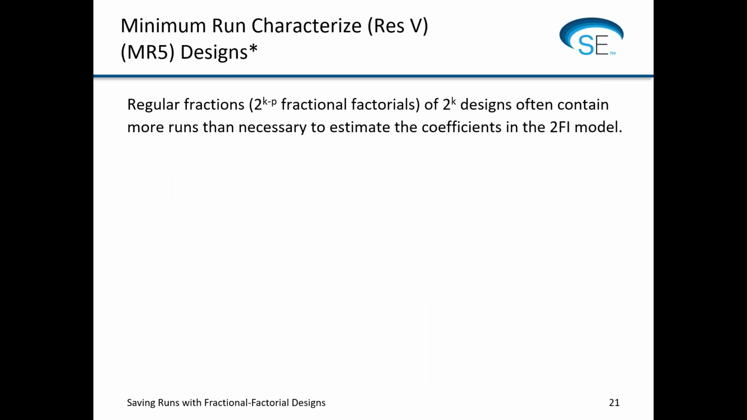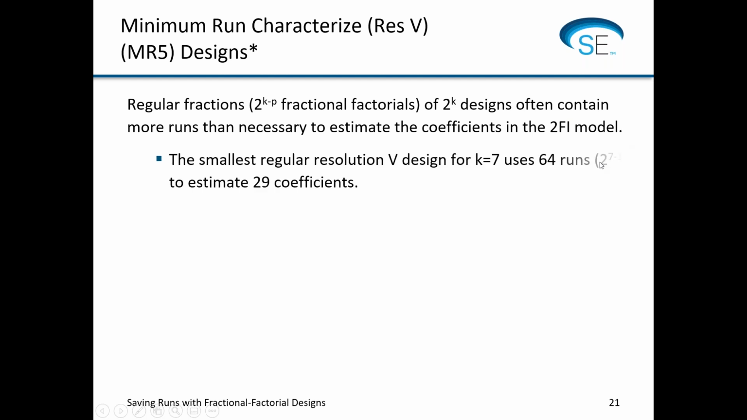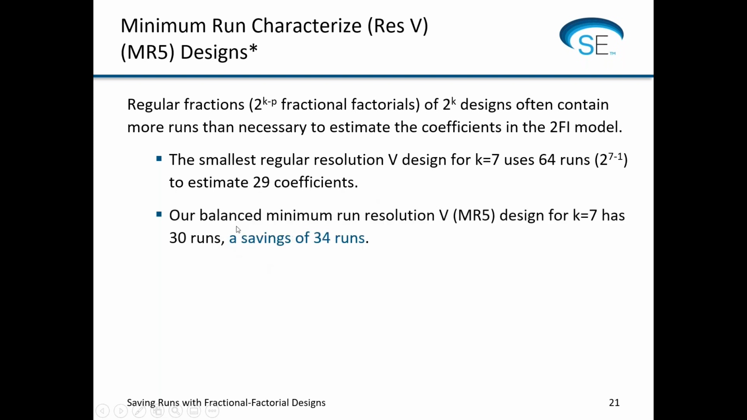All right, so as I just showed you, regular fractions of these two-level designs often contain more runs than are necessary to estimate the coefficients in the two-factor interaction model. And as I just showed, the smallest resolution 5 design, the green design for 7 factors, is 64 runs, but there's only 29 coefficients to estimate. So we have a balanced minimum run design for 7 factors with only 30 runs, saving you more than 50%.